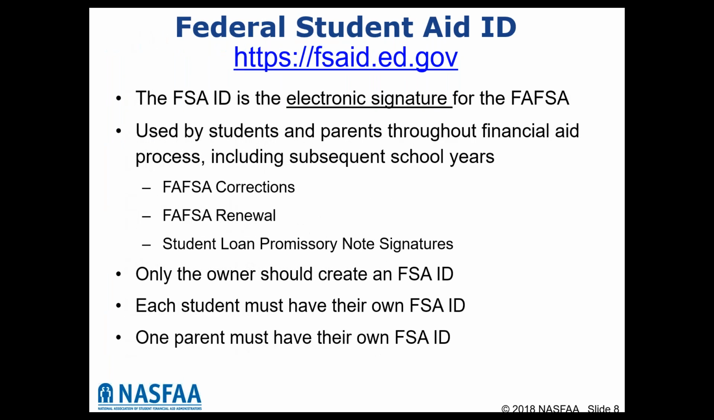Prior to beginning the FAFSA, we encourage all families to obtain what is called an FSA ID, or an electronic signature for the FAFSA. It's a user ID and password that the students and parents create to use to sign the FAFSA form. The FSA ID is also used anytime that you need to make any corrections on the FAFSA, each year that you log in to do a renewal FAFSA, as well as if the student or parent chooses to borrow a federal student loan, the FSA ID becomes the electronic signature for the promissory note. Only the owner of the FSA ID should create it.